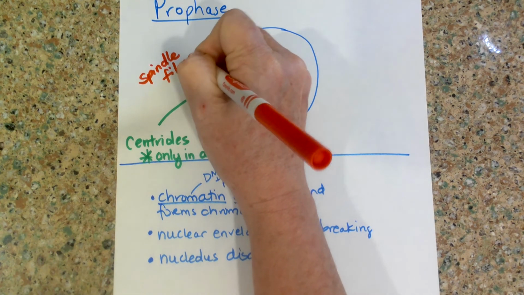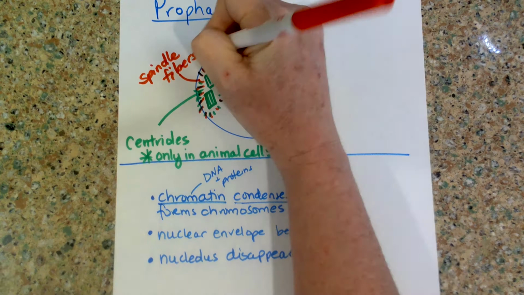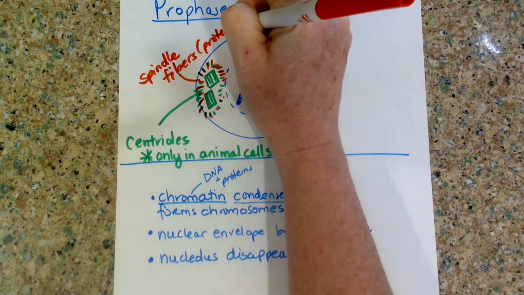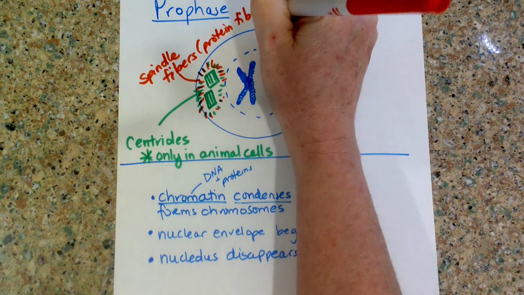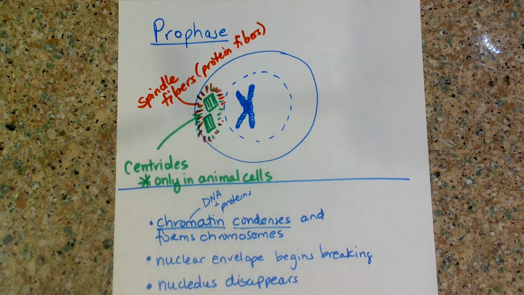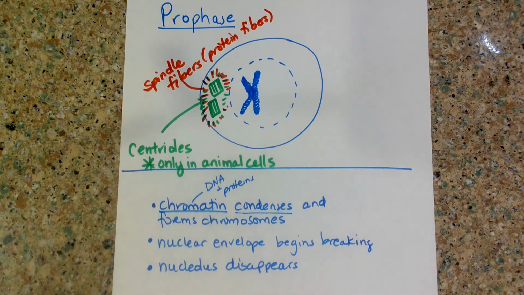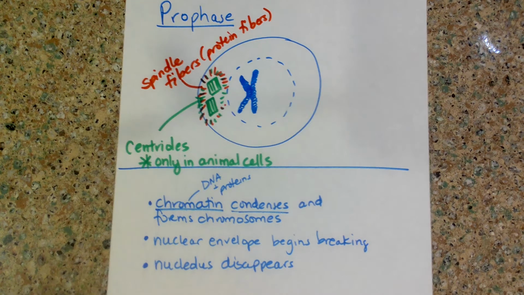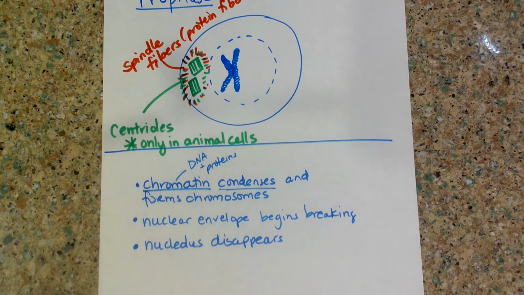And spindle fibers are protein fibers, very similar to muscle fibers. So they're very stretchy and flexible, but they're strong. And so they are going to help move these chromosomes around and get them lined up like they should.